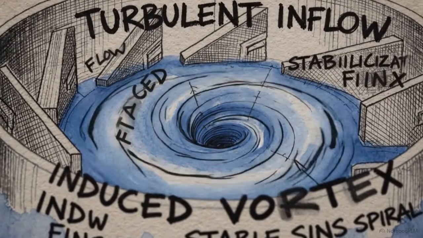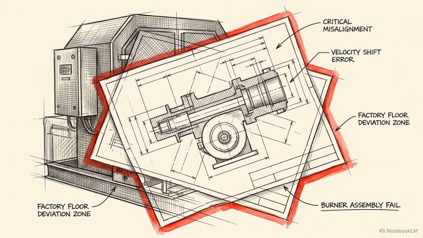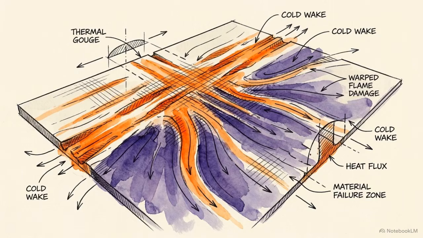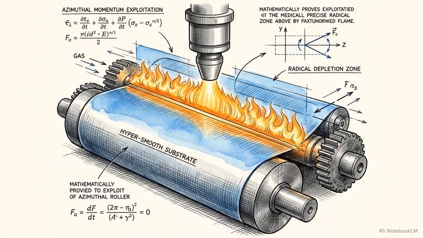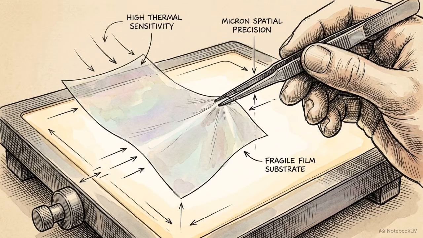Mechanical induction creates order. If a design is taken from a test rig to a factory floor without accounting for these specific velocity shifts, the flame will warp, creating severe downstream hotspots and cold wakes. Calculated correctly, exploiting azimuthal momentum mathematically solves the problem of radical depletion, securing an even chemical coat over high-speed substrates. Bulk flame stabilization solves uniformity, but highly sensitive substrates require spatial precision.